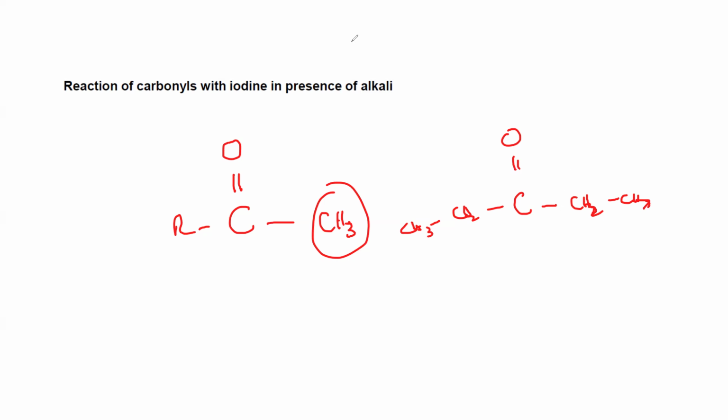So the triiodomethane reaction is used to identify whether there is a methyl group next to a carbonyl. If any CH3 group is directly attached to the carbonyl, it will be a positive result. So in this case, this will not give a positive result, but this will give a positive result. So if you want to test for a methyl group next to a carbonyl group, we'll get the positive result for this triiodomethane reaction.